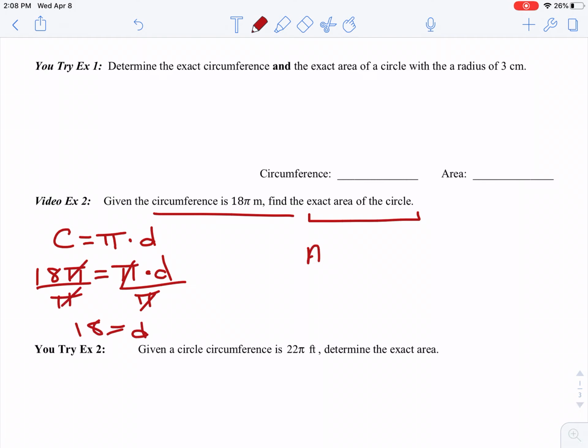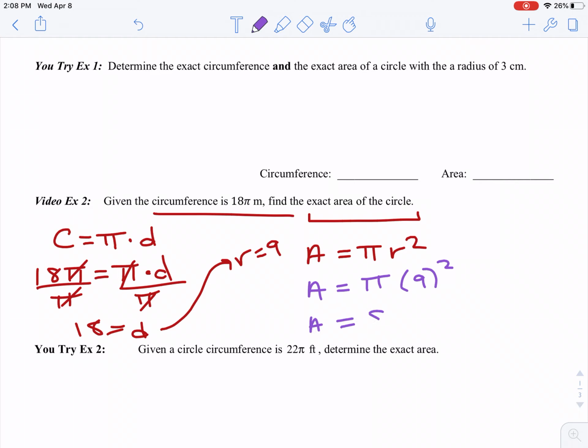Now don't forget that my area formula is pi r squared, so I don't need diameter, I need radius, and the radius must be 9. So when I do that, I get that the area equals pi times 9 squared, and we know 9 squared is 81. So we have 81 pi meters squared.